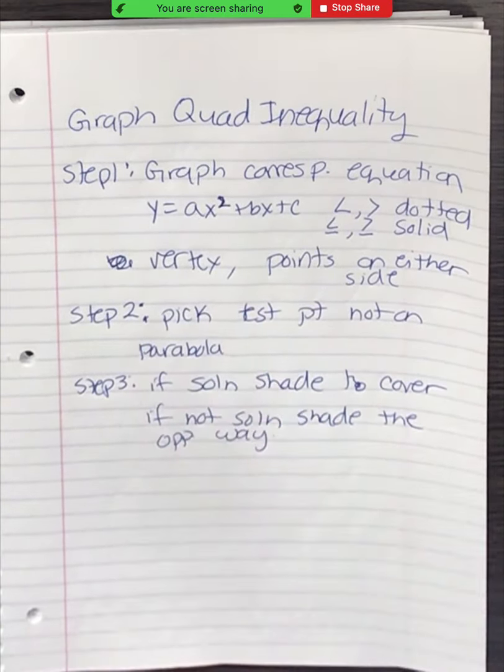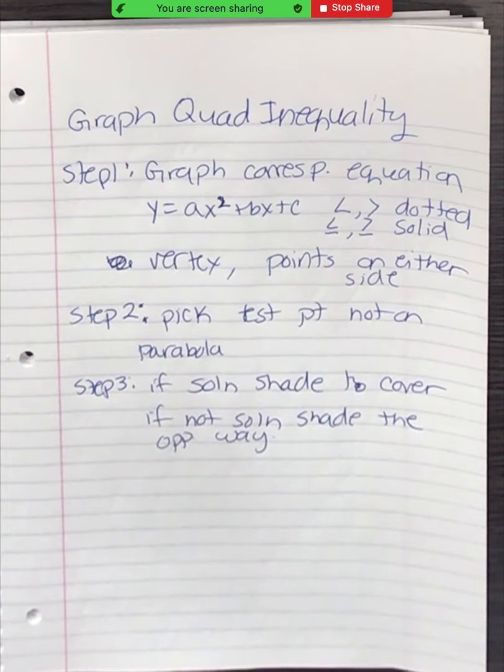So if it's inside and it's not a solution, shade outside. If it's outside and is a solution, you shade outside the parabola. Okay? Same general steps that you had with graphing a linear inequality, except now you graph a parabola instead.